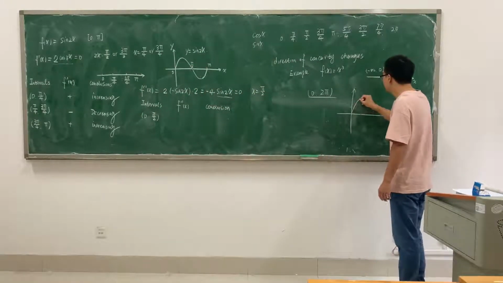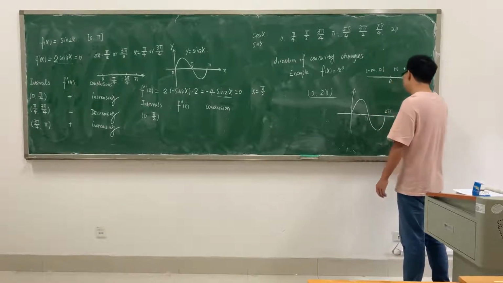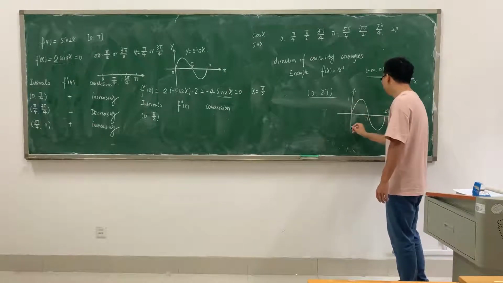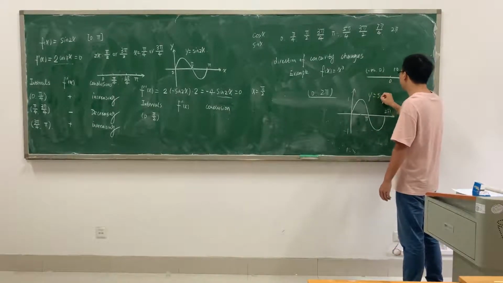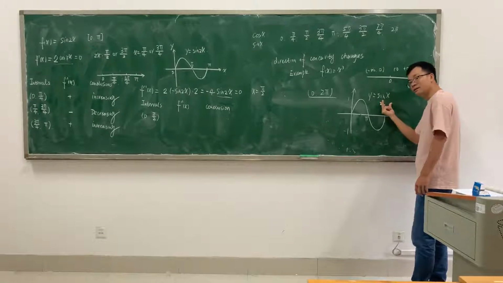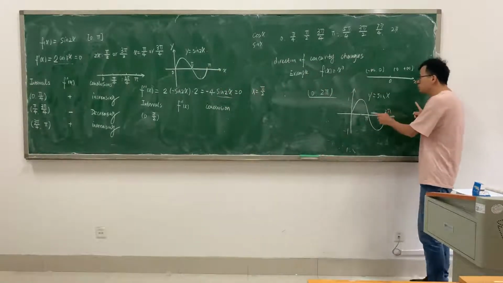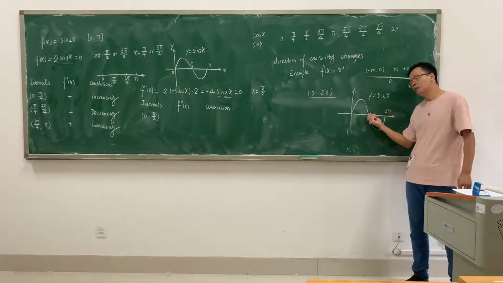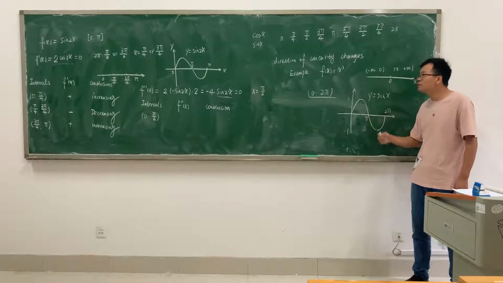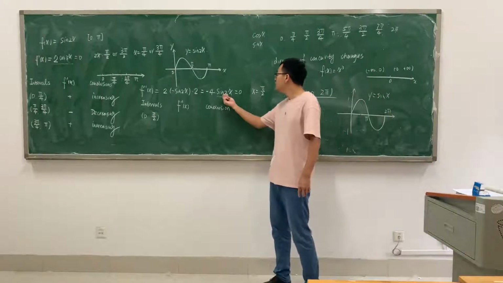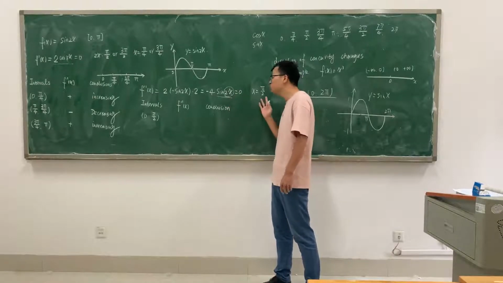and here is 2 pi, here is pi, here is 1, here is minus 1. So here is the graph of sine x, and here is sine 2x. Okay. So sine x, sine of what equals 0? Sine pi equals 0, yeah? So sine pi equals 0 means this angle equals pi, 2x equals pi, so x equals 1/2 pi, yeah?